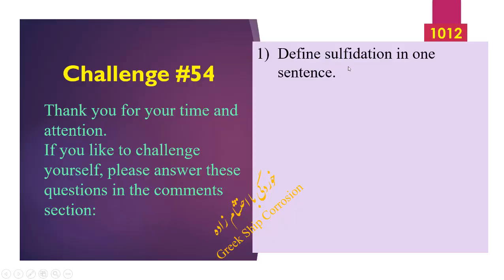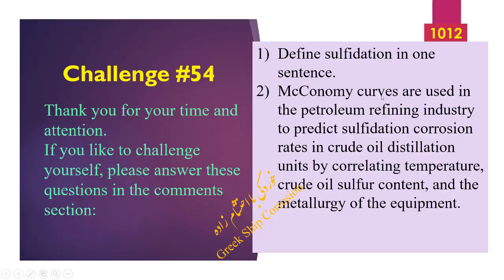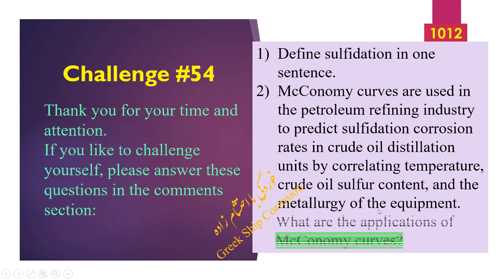1. Define sulfidation in one sentence. 2. McConomy curves are used in the petroleum refining industry to predict sulfidation corrosion rates in crude oil distillation units by correlating temperature, crude oil sulfur content, and the metallurgy of the equipment. What are the applications of McConomy curves?